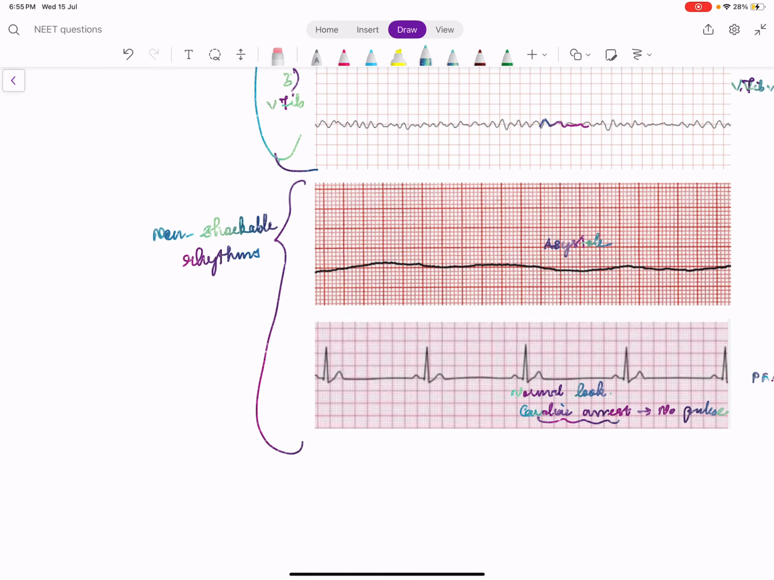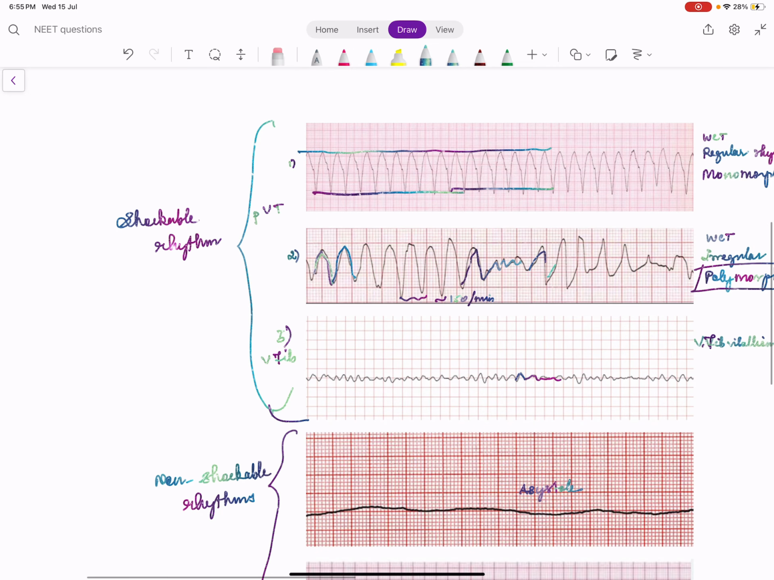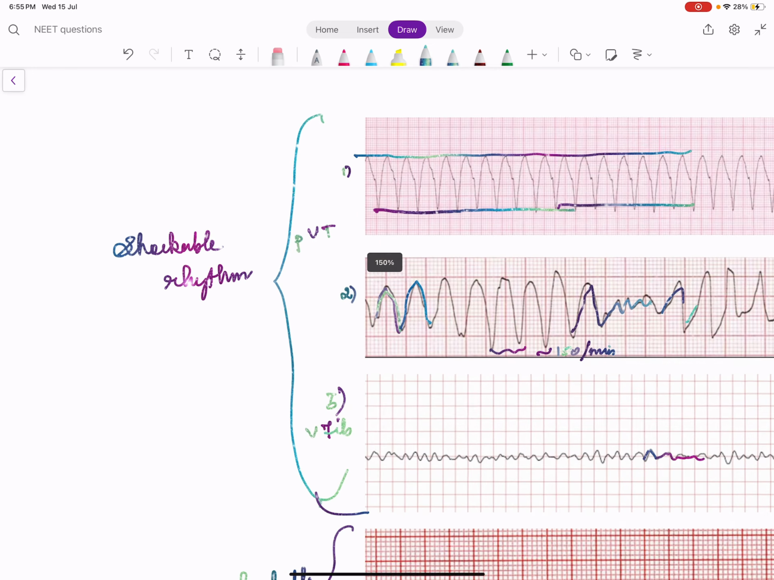Right? So asystole and pulseless electrical activity are called non-shockable rhythms, which means there is no role of giving a shock. Only CPR and adrenaline or epinephrine is the treatment of choice here. Whereas in shockable rhythm, we have an additional step, that is giving a shock.